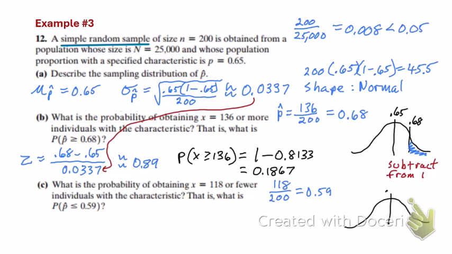Next thing, I highly recommend making a drawing. So there's my 0.65 in the middle again. And I'm seeing 0.59 to the left of that. Now this says 118 or fewer. So that 0.59 is where 118 out of 200 would be, right? Which side do I want to color? Left or right? Left. So I color that in. So now I can just look it up in the table. So I get a z-score.